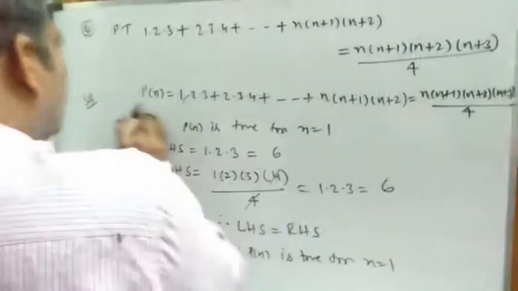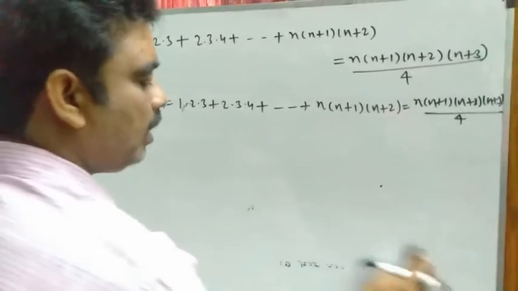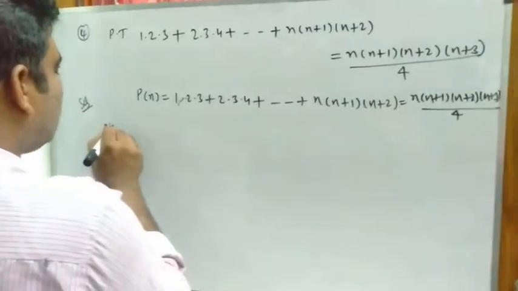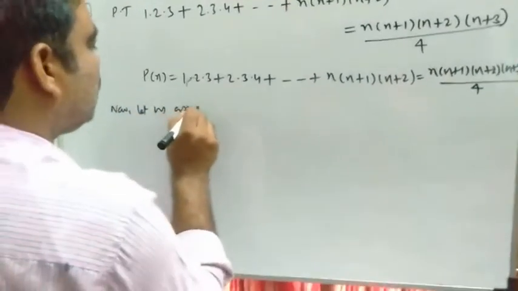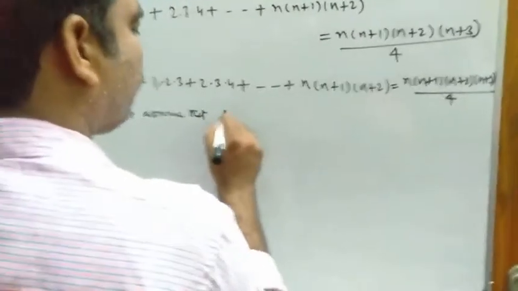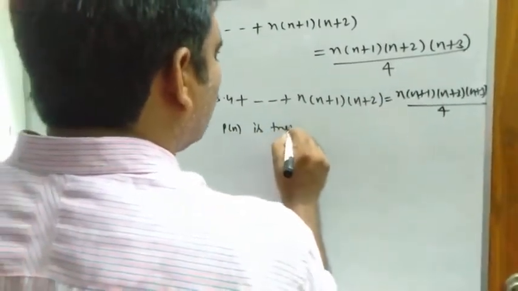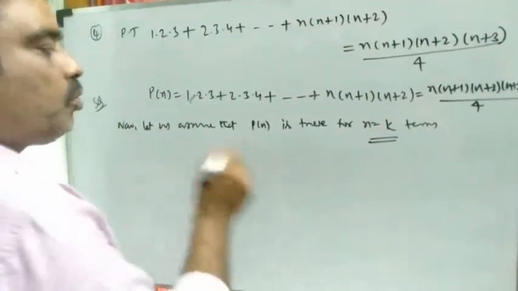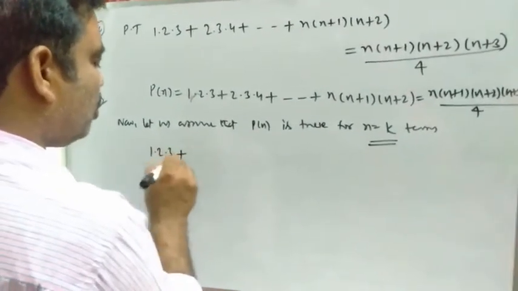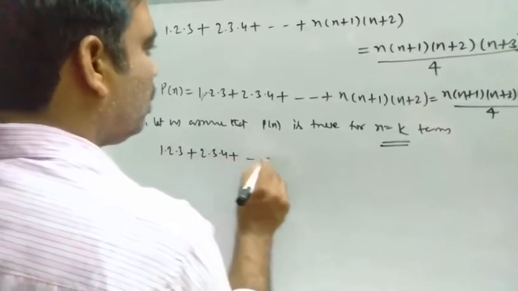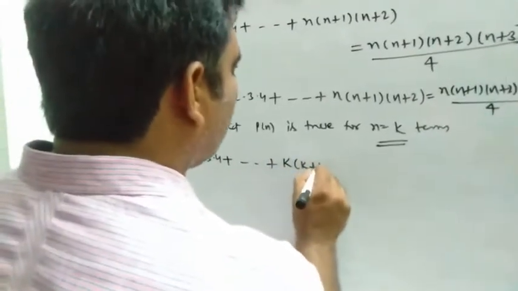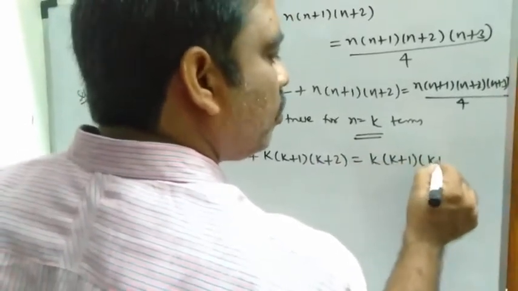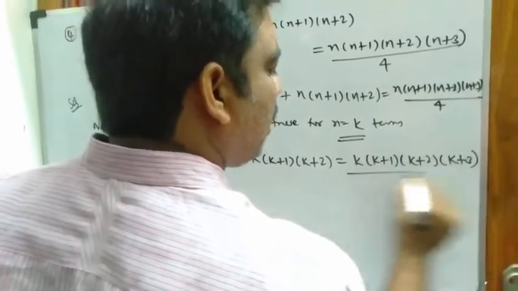Now what we have to assume is that, by principle of mathematical induction, let us suppose that the theorem P of n is true for n is equal to k terms. If it is true for n is equal to k terms, then 1 into 2 into 3 plus 2 into 3 into 4 plus so on up to k into k plus 1 into k plus 2 is equal to k into k plus 1 into k plus 2 into k plus 3 by 4.